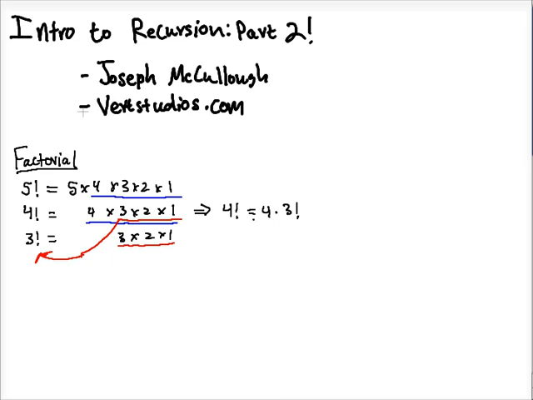So we have 4 factorial equals 4 times 3 factorial. So we have some number factorial equals something, some operation going on, but eventually we get to the point where factorial is happening on a different number. And that's how we know this is recursive.